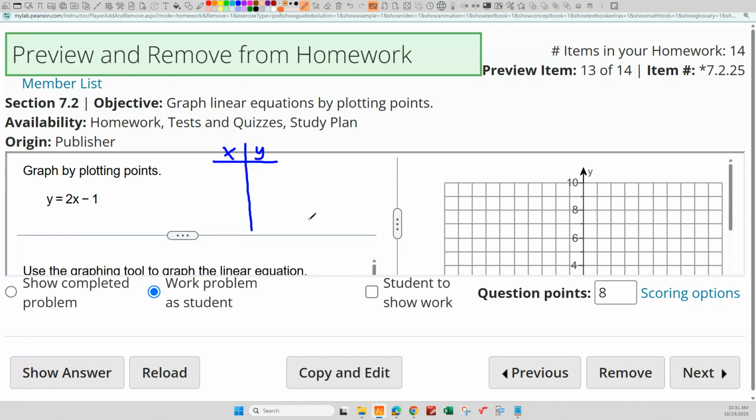What's the easiest one to pick always? 0. So if I let X equal 0 and plug that in, what do I get for Y? Negative 1. So there's a point. Let's pick another point. Like, what about X equals 1? If I pick X equals 1 and I plug that in, what does Y turn out to be? 1. Yeah, I get 2 times 1 is 2 minus 1 is 1. So I got 2 points, 0, negative 1, and 1, 1. Okay?